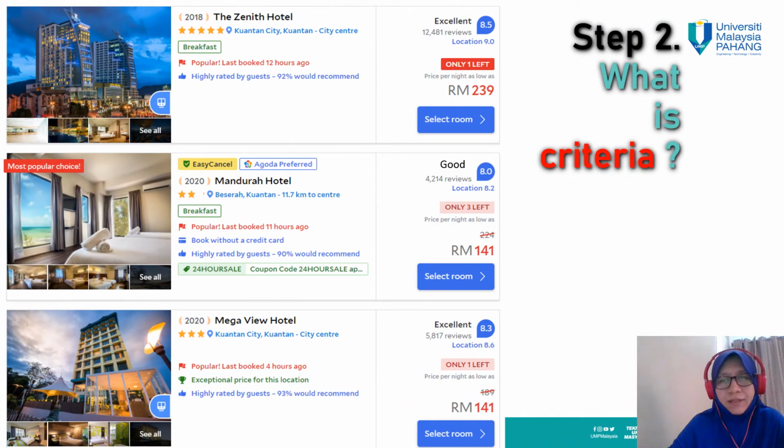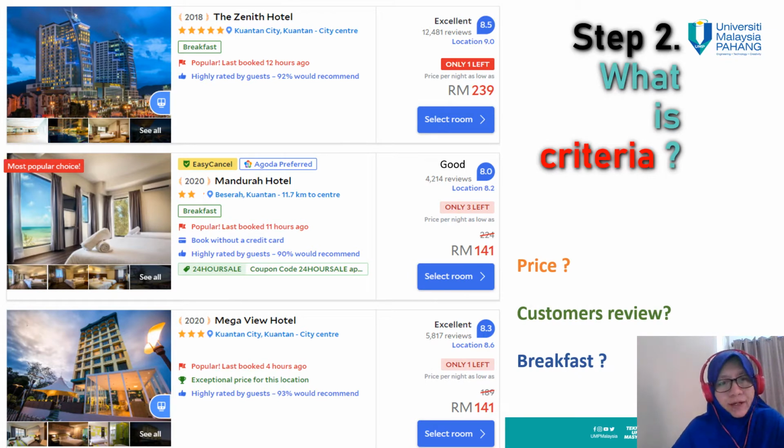The second step is identifying the criteria. So what is the criteria? Criteria are the things that are considered by the decision maker. In the case of booking a hotel room, the criteria are such as the price, do they provide breakfast or not, how about the view of the hotel, and what about the customers' rating?